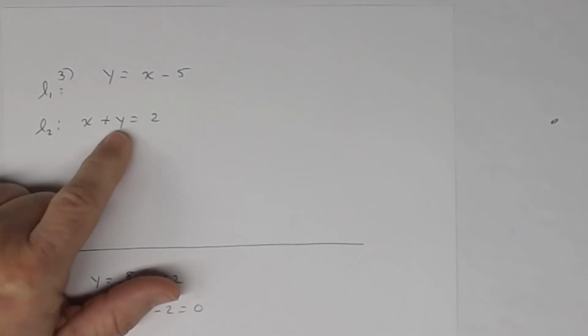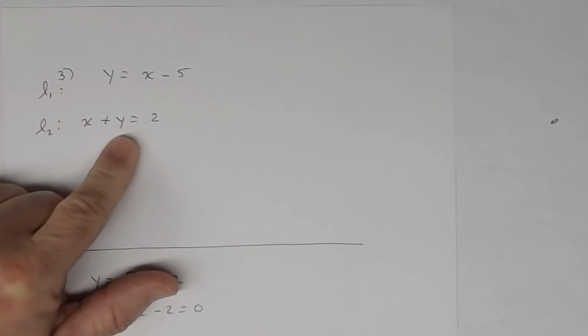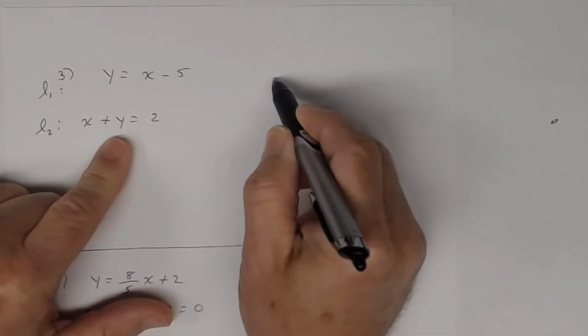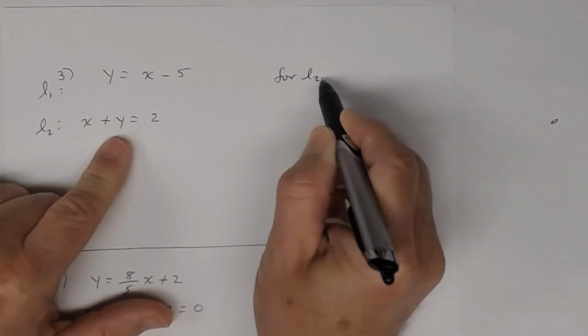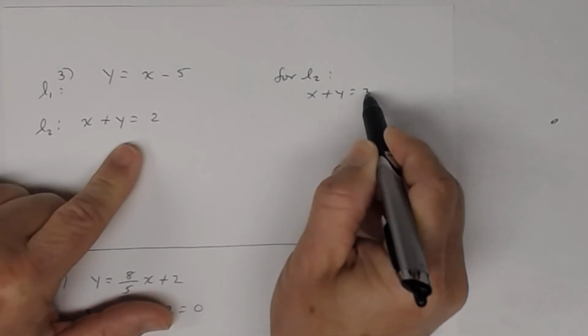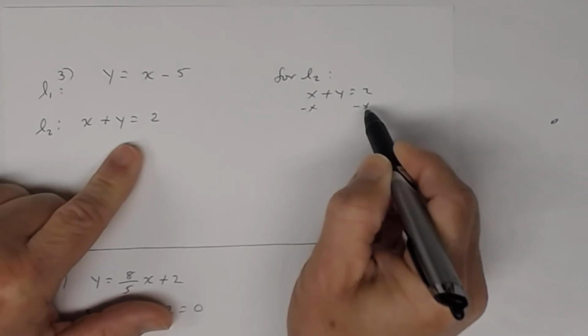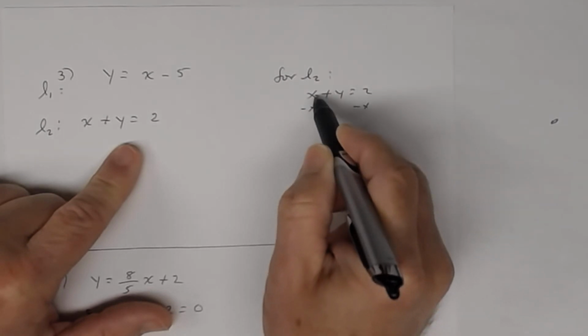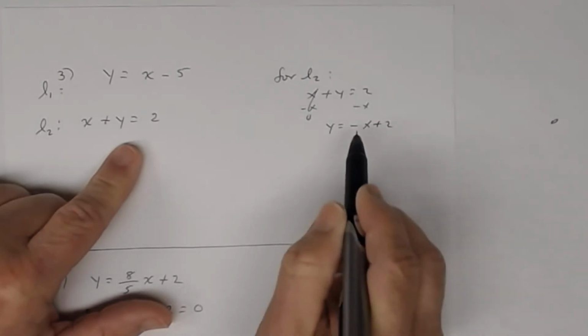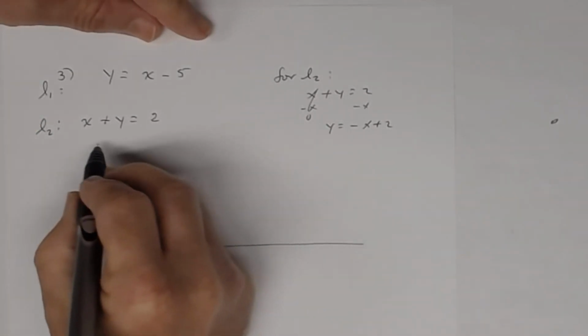So first of all, you notice that line 2 is not in slope-intercept form, right? But it's easy to get in slope-intercept form. So let's go ahead and do that work here. So for line 2, we have x plus y equals 2. So if I subtract x from both sides, and be careful that you're subtracting x, I get y equals negative x plus 2, right? Okay, so we know this.